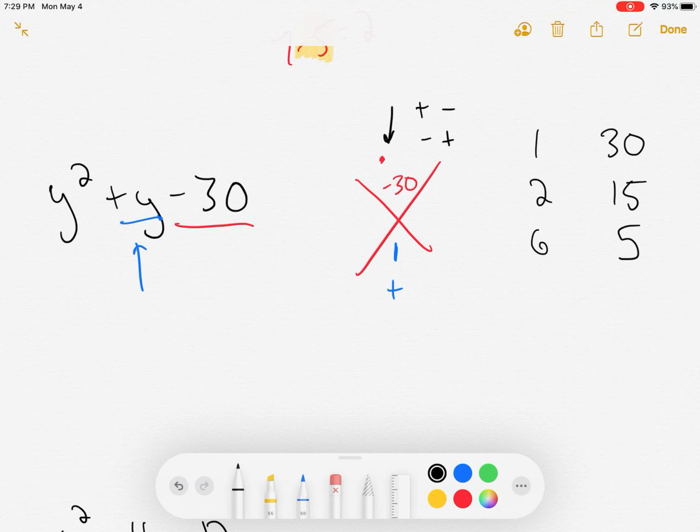Okay, so which one of these can I get 1 by adding and subtracting? What I mean by that, well, 1 minus 30 gives me negative 29, so that doesn't work.